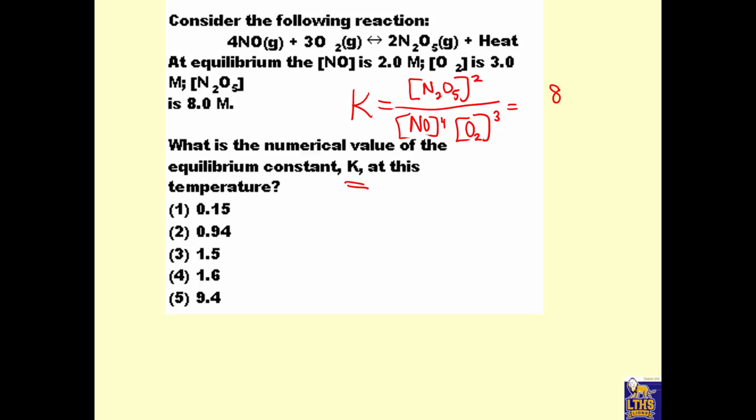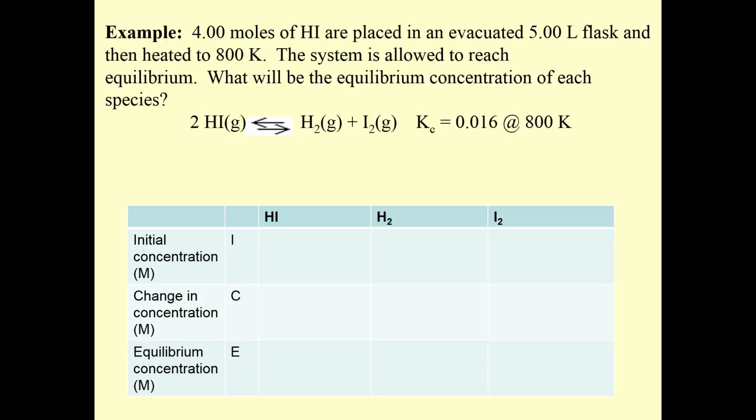N2O5 is 8 molar. All right, let's split that. Divided by O2, which is 3 to the third power, divided by NO, which is 2 to the fourth power. So we find out that this is 0.148, which is that. Okay. All right, that's K and that's Q. And now we've got to get even more detail.